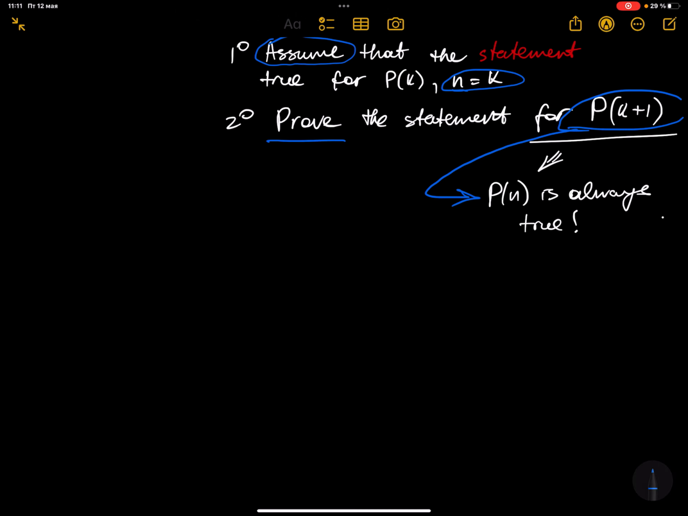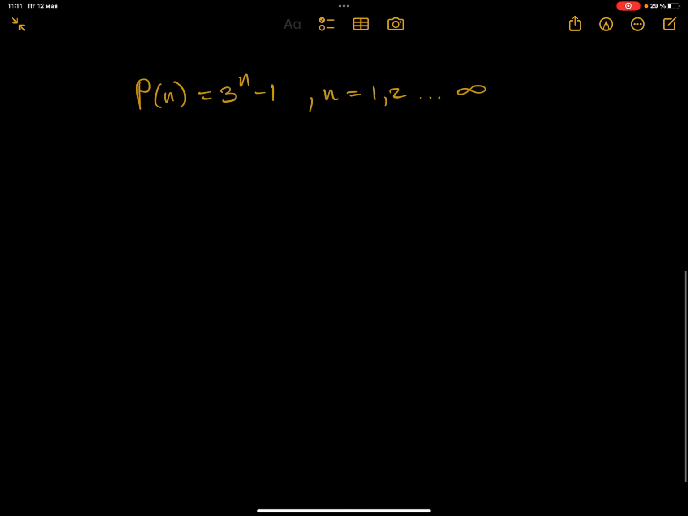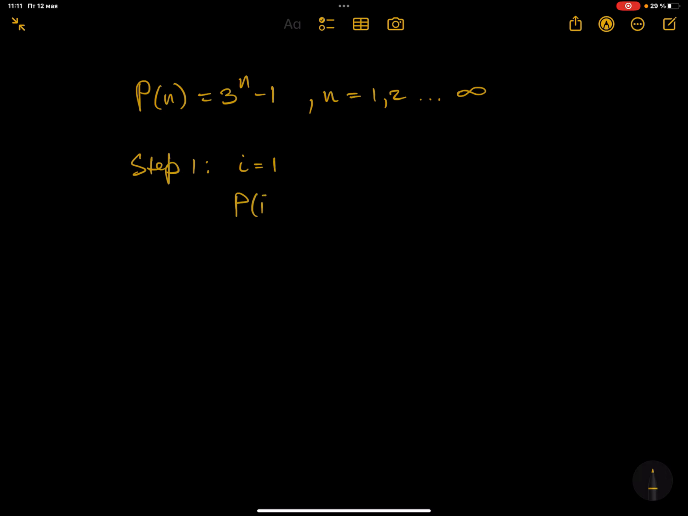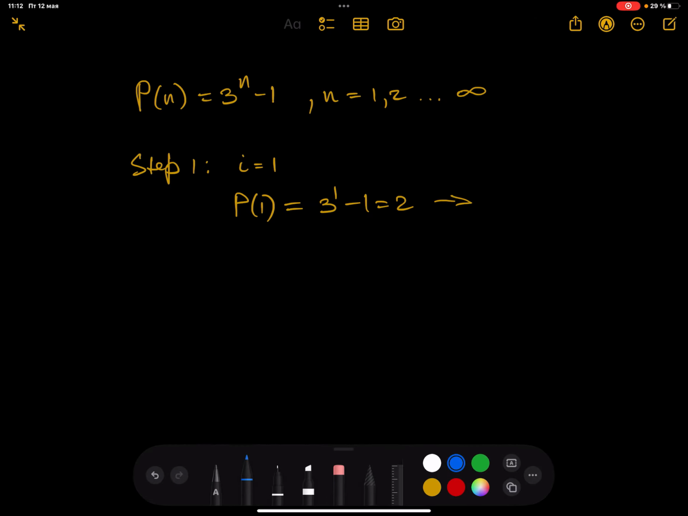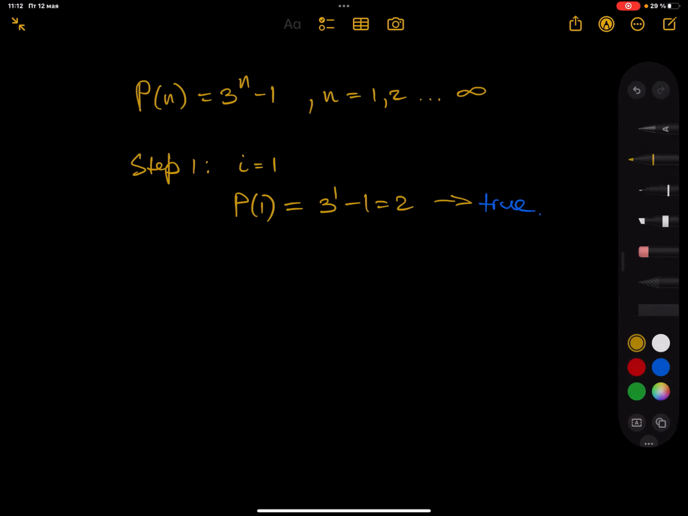So now let's solve this example. Pn equals 3 to the power of n minus 1, where n equals 1, 2, and so on to infinity. Let's follow our steps. Step 1. Let's say our n is 1. Let's prove that for the initial case the statement is true. So 3 to the power of 1 minus 1 is 2, and this is true, right? I mean, this is in fact a multiple of 2.